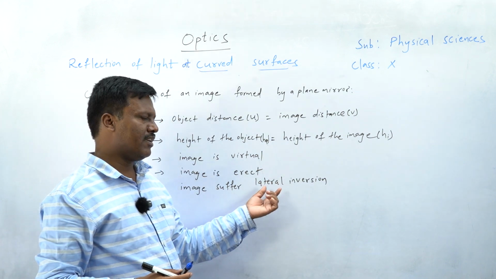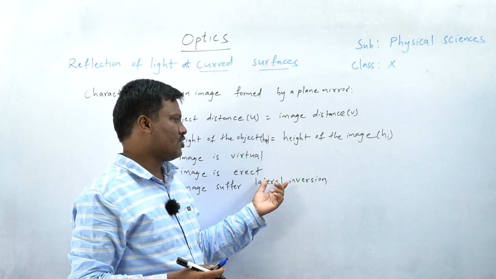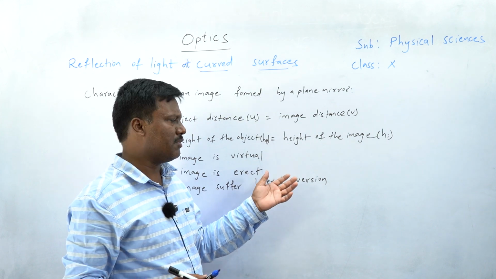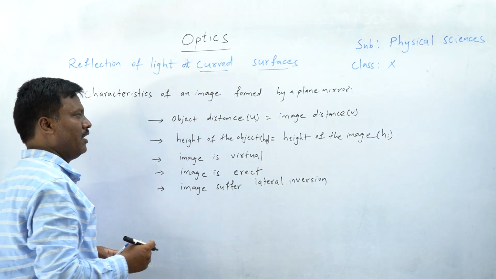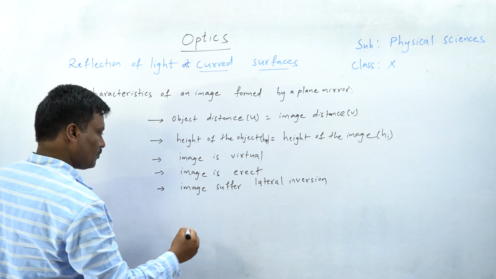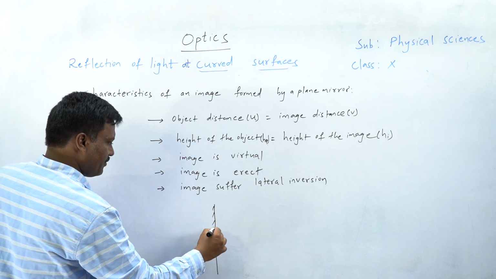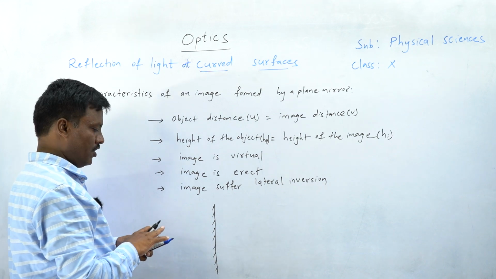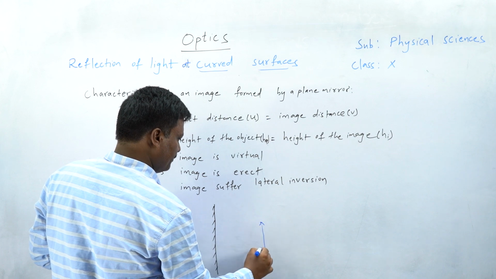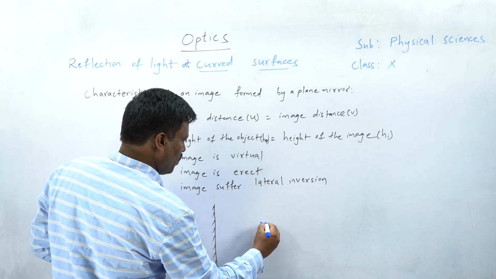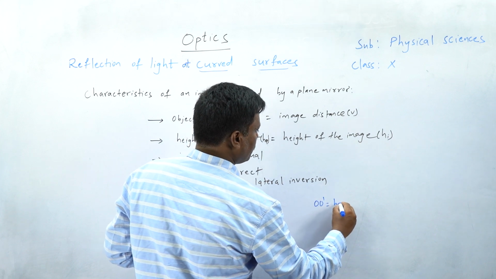So in some books they don't agree with lateral inversion. Okay, vertical left-right inversion they don't agree, but we have this in the academic textbook, that is why we are following this. Now I'll explain one by one. For example, this is a plane mirror. We have placed an object here. This is O dash. This is equal to height of the object.